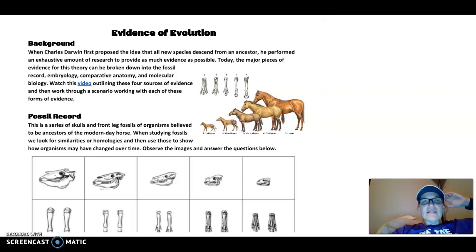Last week we took a look at Charles Darwin and his theory of evolution based in natural selection. This week we're going to dig in and take a look at the evidence that we use to support the theory of evolution. If we break it down, we can put it into four main areas of evidence: one being fossil records, two being embryology, three, comparative anatomy, and the fourth line would be molecular biology. This lab is going to allow you to interact with all four of those pieces of evidence.